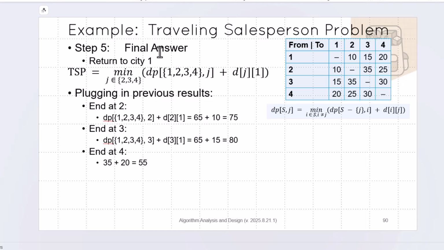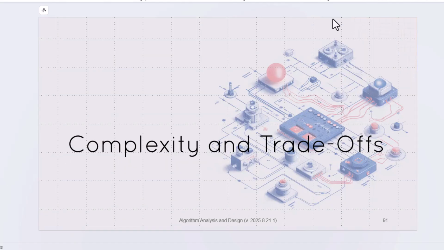Return to city 1, or I'm sorry, you have to return. So to return to city 1, we find that minimum, plugging in the previous values, ending at 2, at 3, or at 4. And then this gives us our result, right? We get 55, 80, or 75.